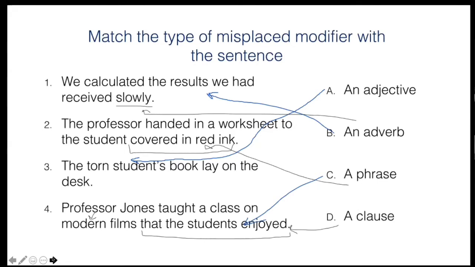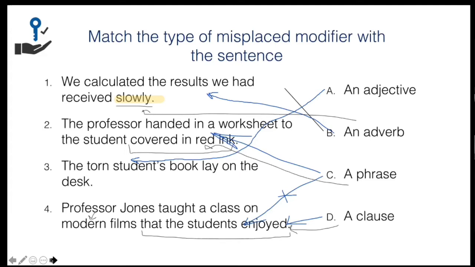Let us check then. So number one would be B. That's an adverb. I will be highlighting this for you. The word "slowly" is in its wrong place, because here we calculated the results we had received slowly. Probably we were slowly calculating them, not receiving, right? So this is the adverb, which is put in a wrong place in a sentence.